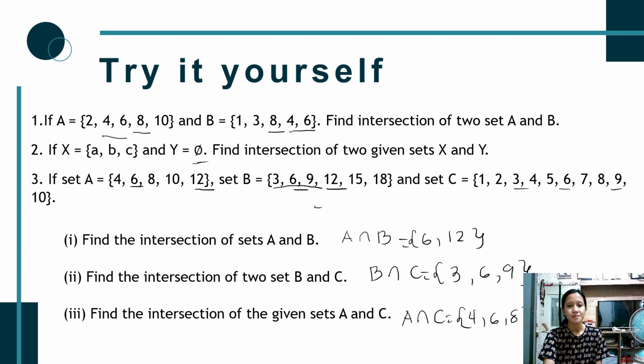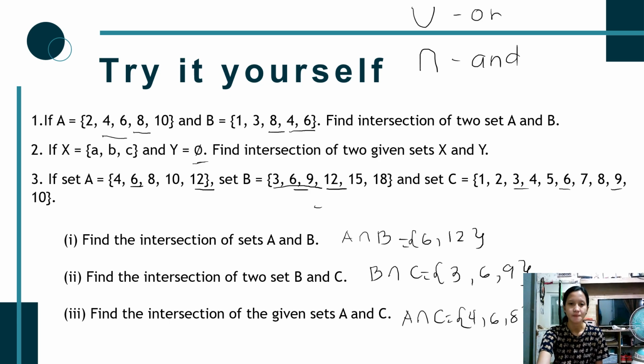So let me add this one. For the union of sets, this is the symbol, and this is read as "or". For the intersection of sets, that's the symbol, and this is read as "and". So intersection means common elements, while union means all the elements; we will simply add the elements of the two given sets.